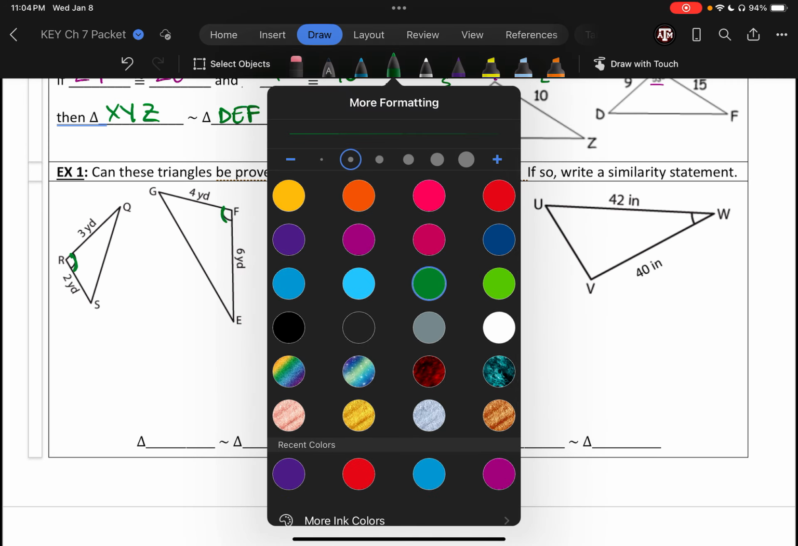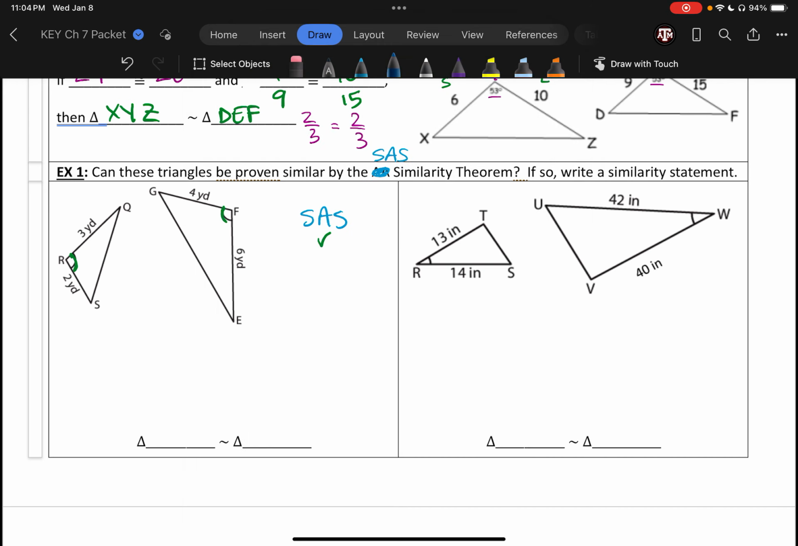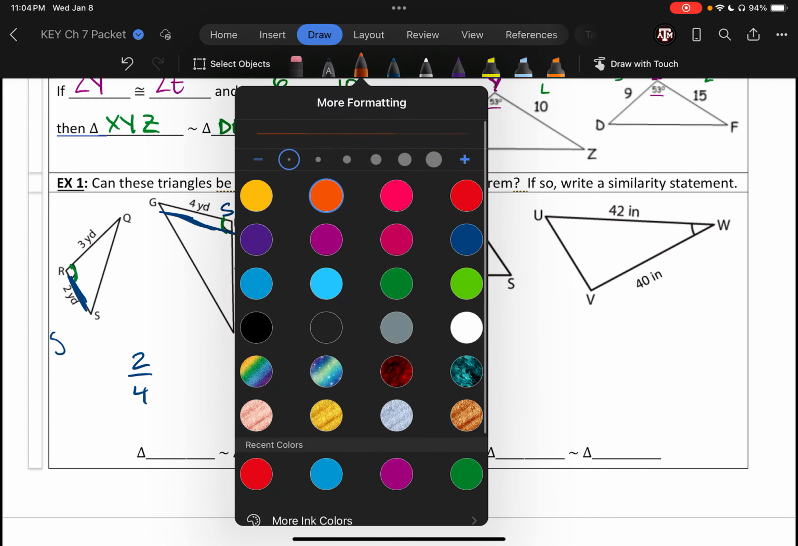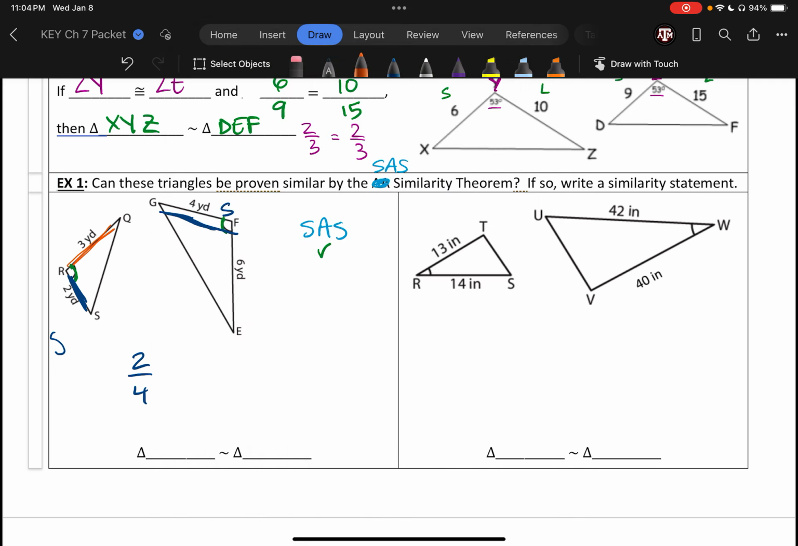So let's set up these sides. If we look at these sides, between 2 and 3, 2 is the smaller one. So that's my smaller one. 2 is my smaller one, and in the second triangle, 4 is the smaller one. So if I set up a ratio, this would be 2 over 4. The other ratio would end up being 3 over 6. So we're checking to see, are those sides proportional?